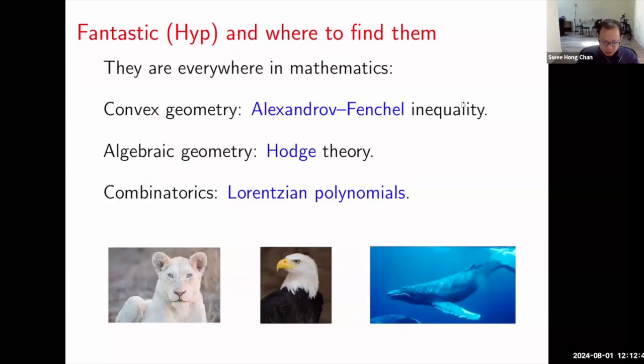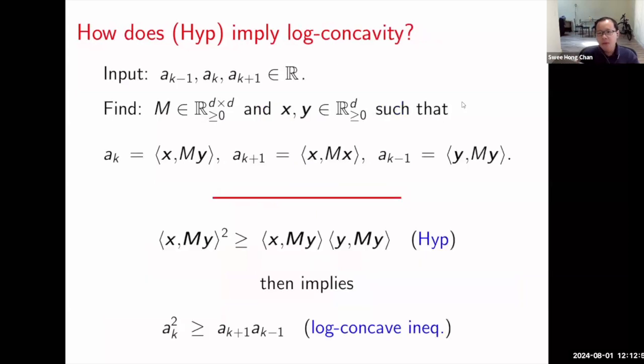So this is a very common property in mathematics. And now I want to explain how this hyperbolic property implies log-concavity. The idea always goes like this.